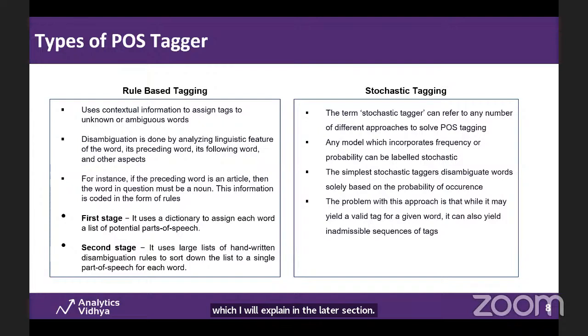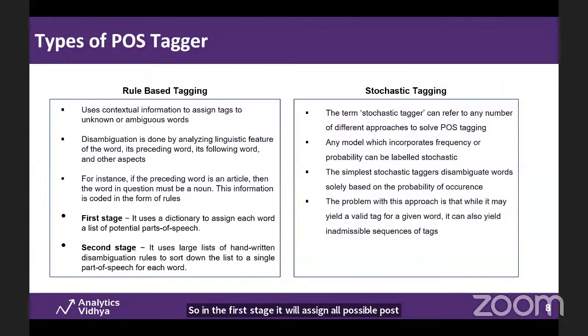So essentially, there are two kinds of POS taggers. One is a rule-based approach, and the other one is a stochastic approach. In case of a rule-based approach, we try to come up with a certain set of rules in order to arrive at the POS tag. There are two stages to this. In the first stage, it uses a dictionary to assign each word a list of potential POS tags. For example, if you look at this word act, it can appear as a verb or as a noun. So in the first stage, it will assign all possible POS tags for this word act.